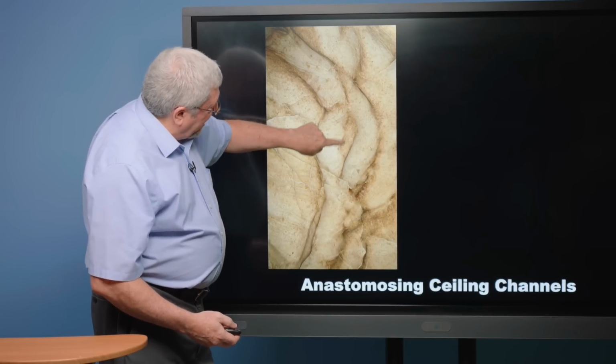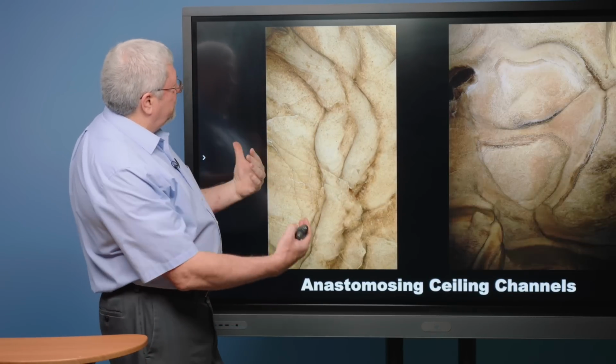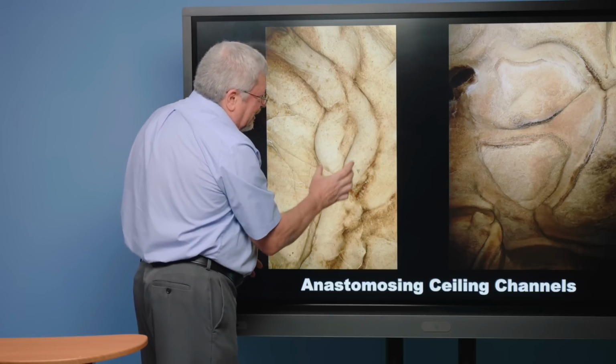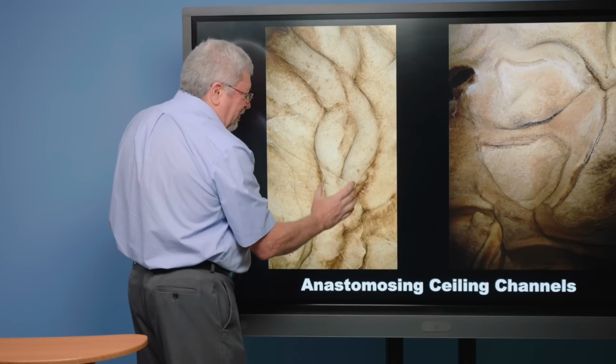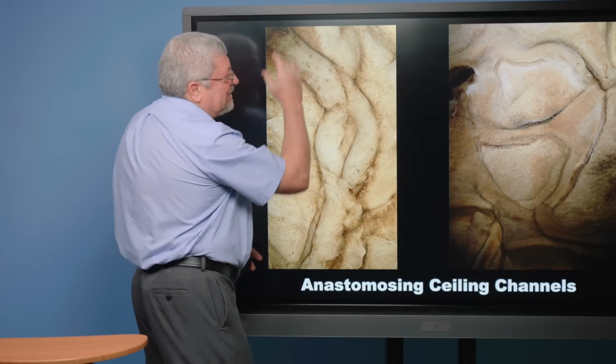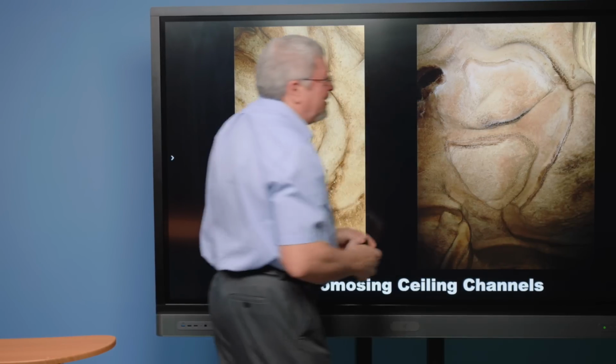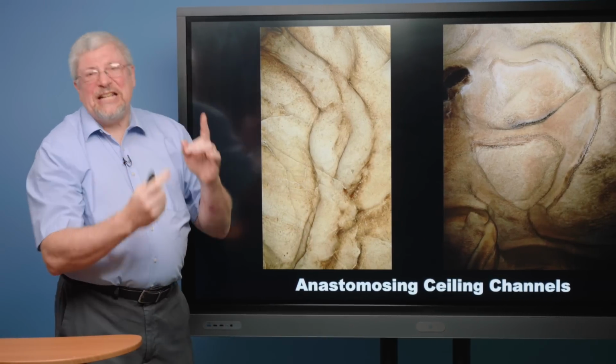They formed islands. It almost looks backwards here, but this is a channel, and this is a little island in the middle of the channel. So it's like a river that comes along, goes around an island. Here's a couple large islands with the river running around it. And again, these things are in the ceiling.